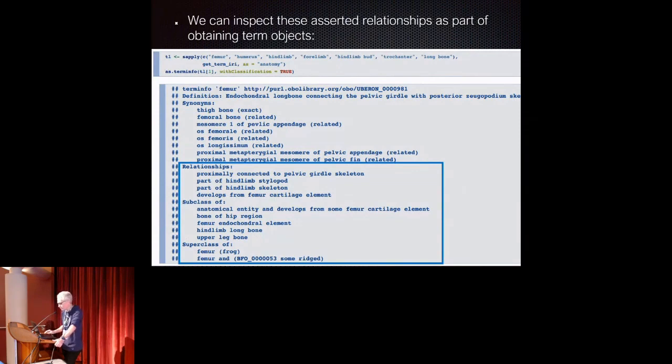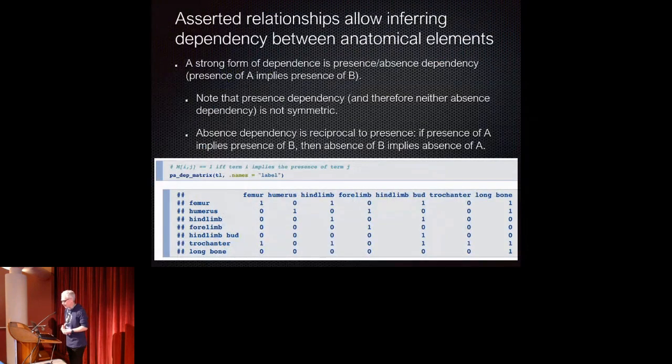And just sort of an example here quickly, I have access through the RPhenoscape package, right, to all these relationships here, for example, for the term femur, what it is a part of, what it develops from, what it is a subclass of, and so on and so forth. And I can then use our knowledge of anatomy formalized in the Uberon ontology to make inferences about dependence, right? In this case, presence-absence dependency.